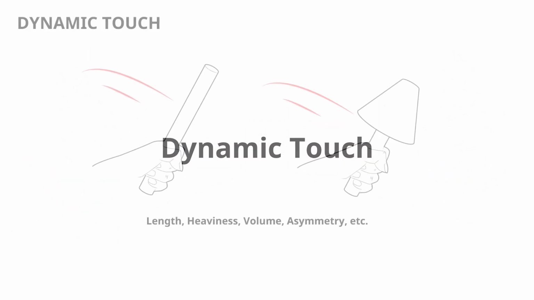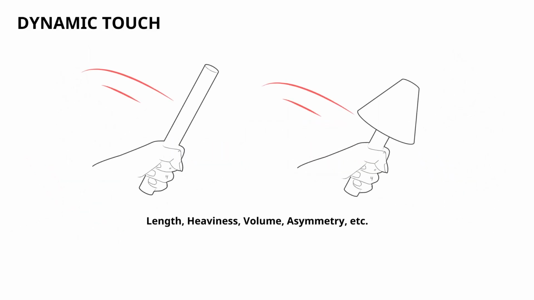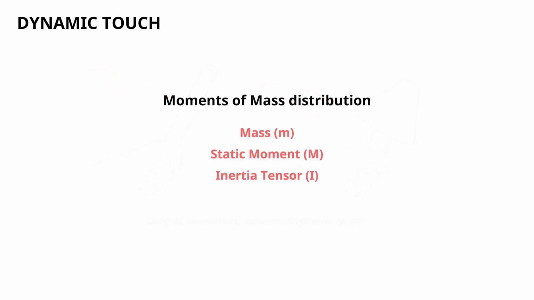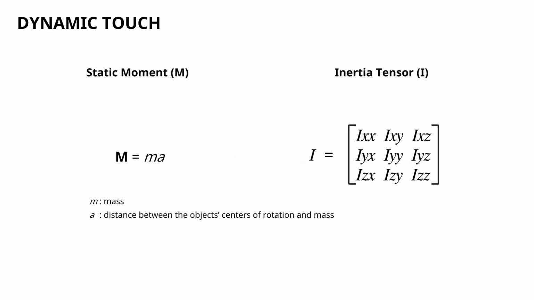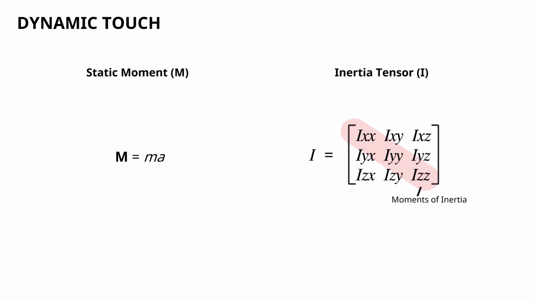Dynamic touch is the perceptual process of how you feel the weight, size, or shape of an object when you hold and wield it in your hand. Several researchers reported the significant effects of the moments of mass distribution on shape perception, based on dynamic touch. The static moment is related to an object's center of mass. The inertia tensor is a 3x3 matrix, and each element represents rotational inertia. The inertia tensor has 3 diagonal terms called the moments of inertia, and 6 off-diagonal terms called the products of inertia.